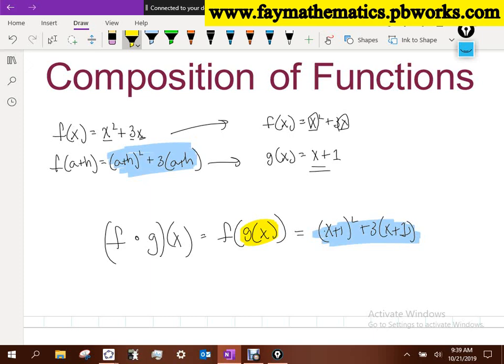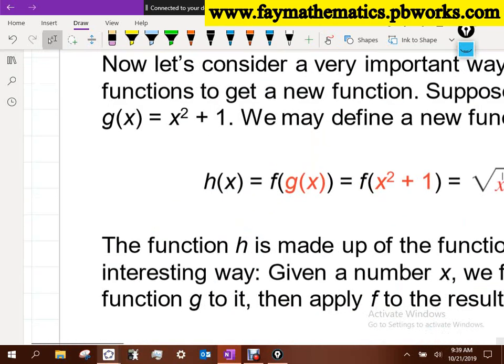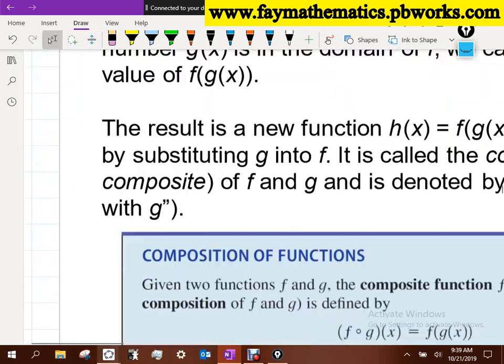Okay? Let me give you a graphic real quick of what composite functions are doing.